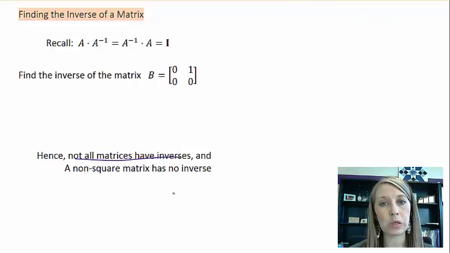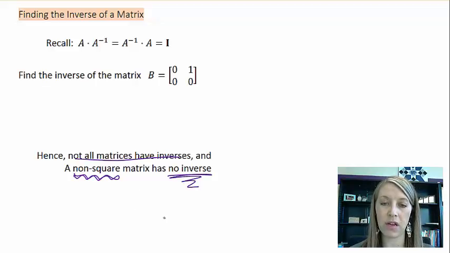Now we know this one is really unique because there's lots of zeros in there, but there are other examples that don't have inverses. The one thing that we do know right off the bat is a matrix has to be square to have an inverse. So something guaranteed is a non-square matrix absolutely has no inverse.